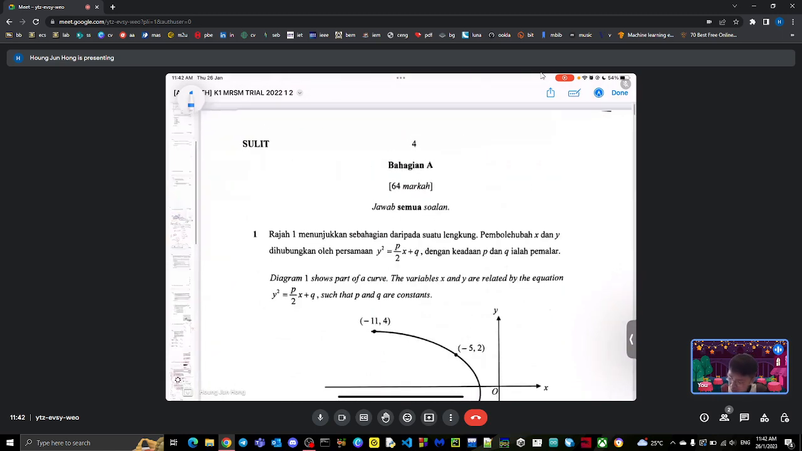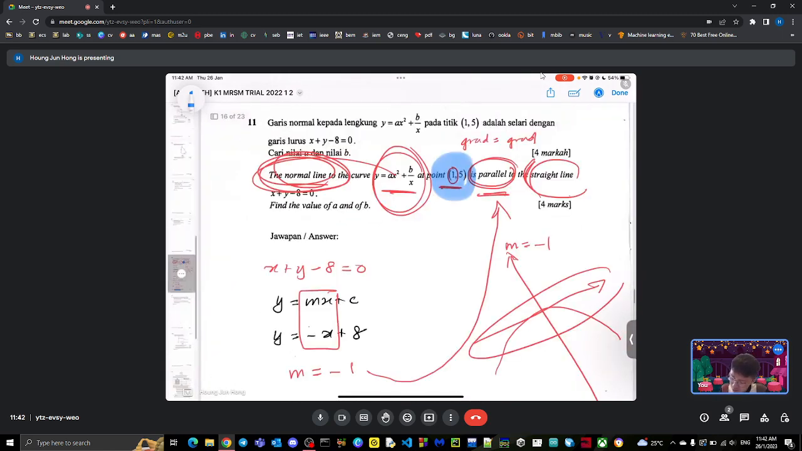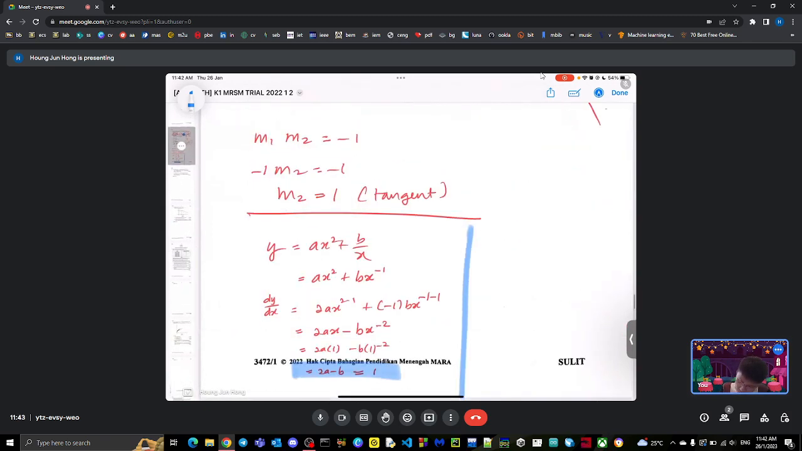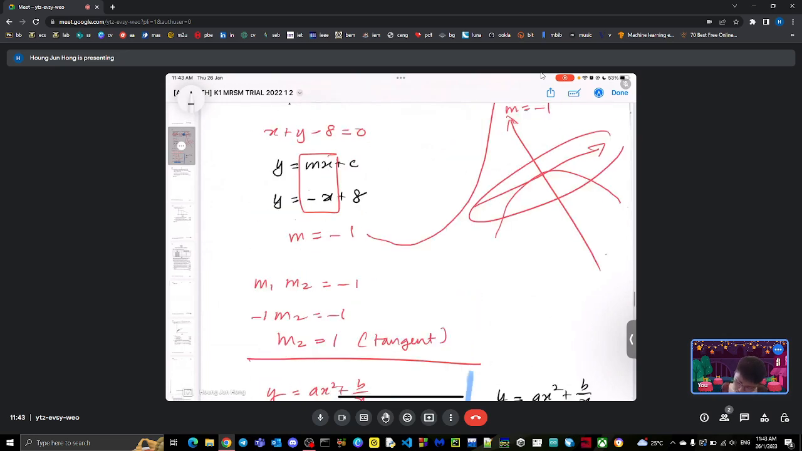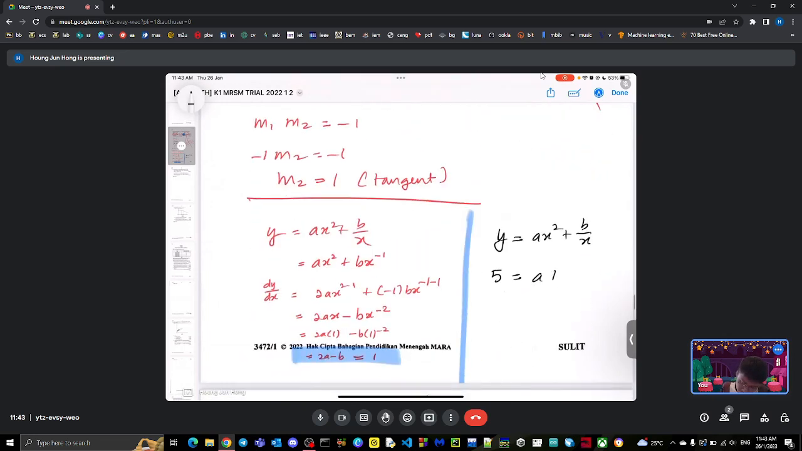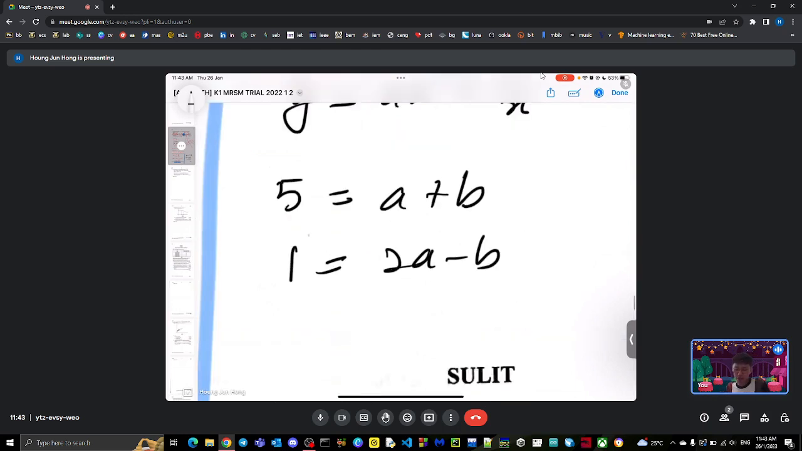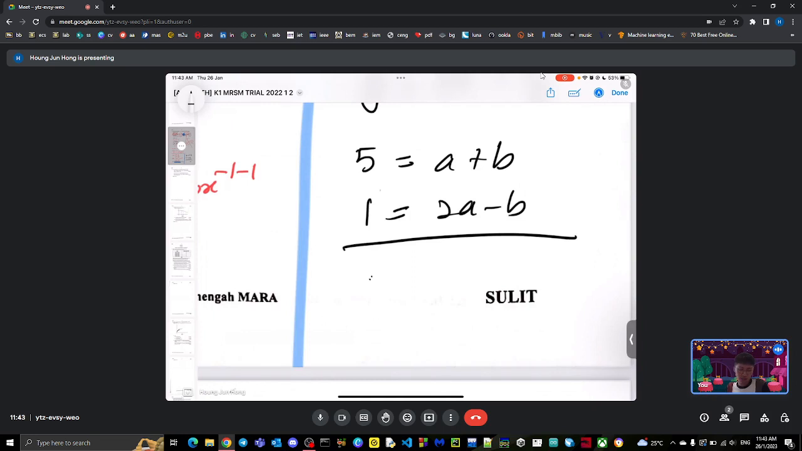Okay, yep. So now just plug into the equation, which should give you y equals ax squared plus b over x. So y is 5 and x is 1. So a plus b. Yep, that's it. So now we have two equations. 2a minus b equals 1. 5 equals a plus b. This one I will just leave to you guys to solve, and the final answer you should get is a equals 3, b equals 2.